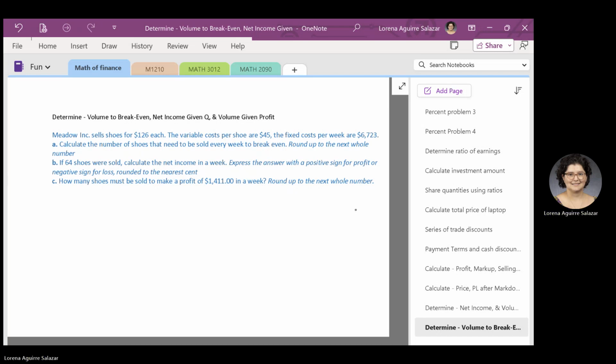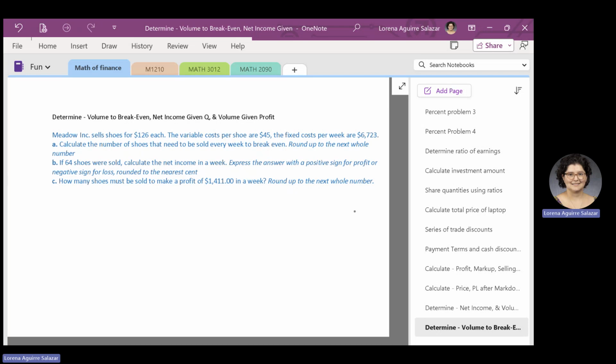Part B, if 64 shoes were sold, calculate the net income in a week. And we need to express the answer with a positive sign for profit or negative sign for loss, rounded to the nearest cent. And third, how many shoes must be sold to make a profit of $1,411 in a week? And we need to round up the answer to the next whole number.